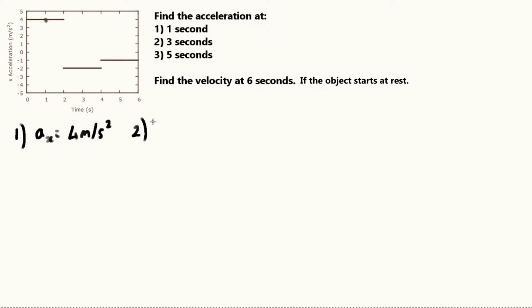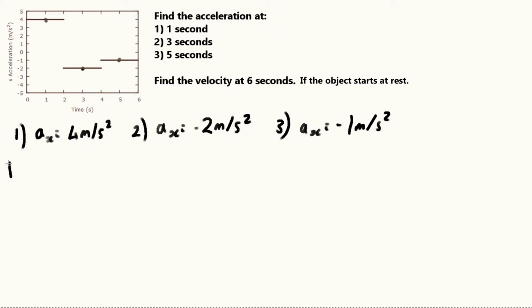Part 2, we need to do the same for 3 seconds, which is this point here, which corresponds to minus 2 meters per second squared. And then finally, part 3, we need to find the acceleration at 5 seconds, which corresponds to this point here, which has an acceleration of minus 1 meters per second squared. Very simple to begin with.